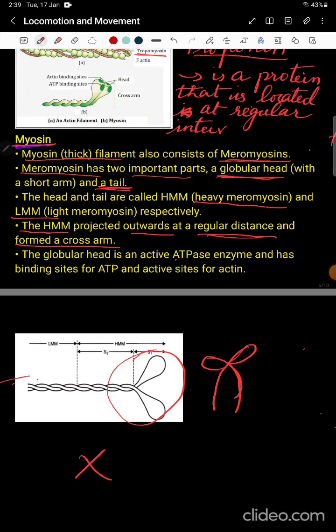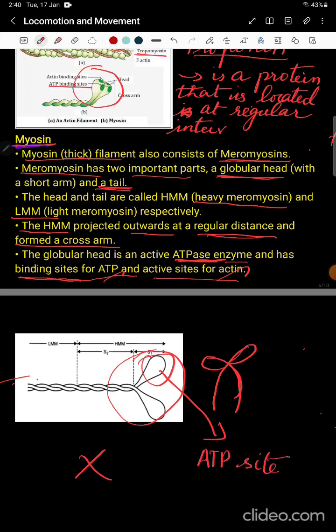Understood? The globular head is an active ATPase enzyme and has binding sites for ATP and active sites for actin. What they are saying is that this globular head has the ATP binding sites. With the help of the enzyme ATPase, the ATPs can readily bind to the globular head, and it also has binding sites for actin. So this is the site where the ATP can get bound, and there is also an active site for actin to bind.